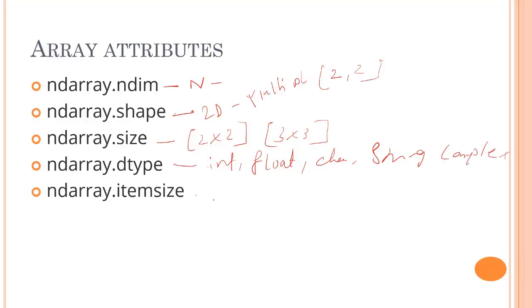Now comes your item size. Whatever item you are using, whether integer or float, what is the size of that particular item? Suppose you are using an int variable, what is the size of that? So this is what array attributes are basically used for. I hope you're clear with the theory of array attributes. Now we jump to the Jupyter notebook to see how to work practically with array attributes in NumPy.